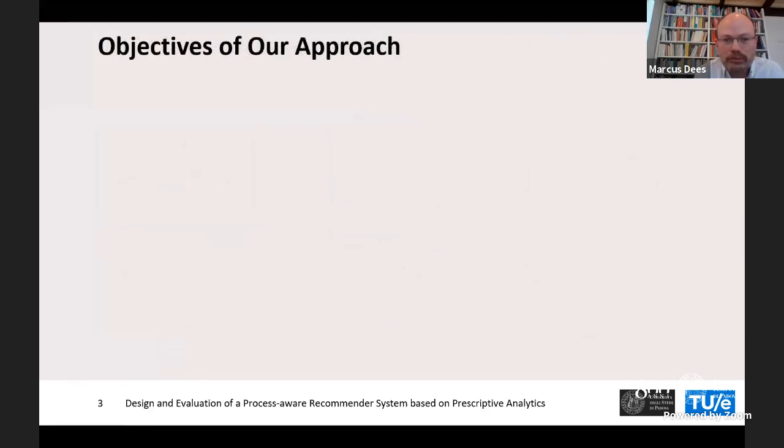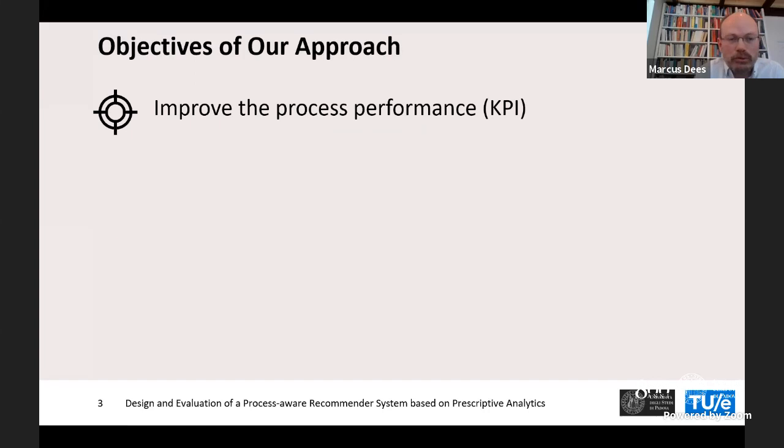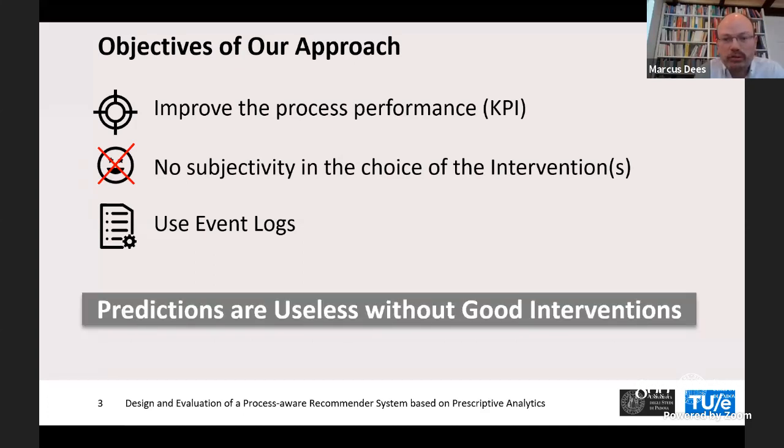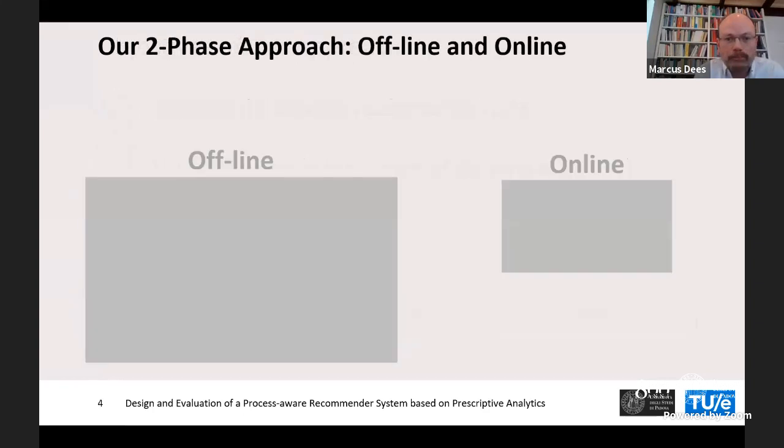So what are the objectives of our approach? First of all, we want to improve process performance measured by some KPI. We want to avoid subjectivity in the choice of the interventions. That is, we want to give fact-based recommendations. And we use event logs to base our recommendations on historical process executions. And finally, a lesson learned from a previous research paper is that we need good interventions, because without good interventions, good predictions are actually useless.